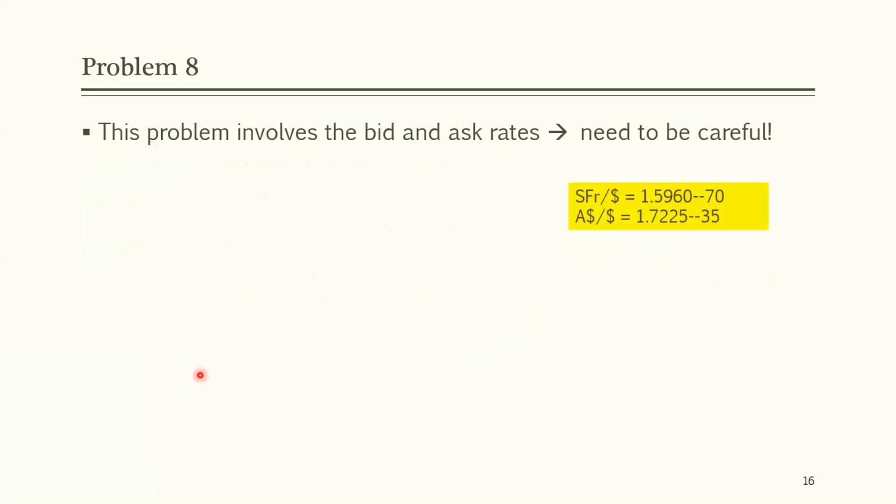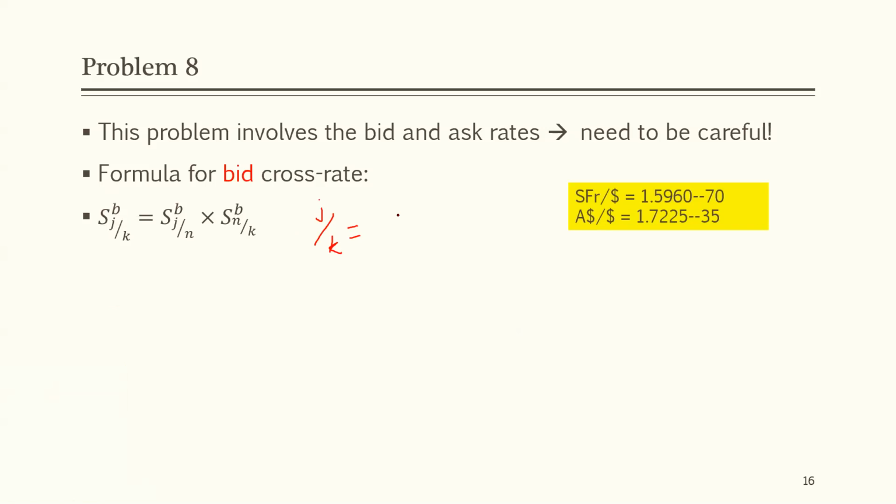So in this problem, because we have the bid and ask rates, we need to be a bit more careful. Now, with the formula, it will be exactly the same as before. The only difference here is I'm introducing the superscript B for bid, okay? So starting from what we had before, I'm having this cross rate here on the left. On the right-hand side, I've got J over N, with N being the common currency, normally the USD, and then times N divided by K. This is what we looked at before in problem 1. The only difference here is I'm going to write the B for bid as the superscript, okay?